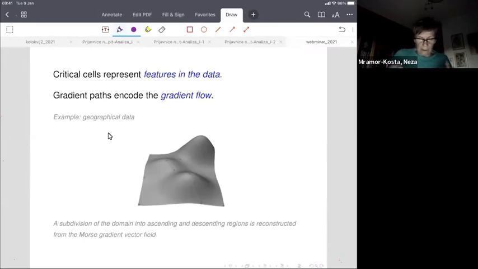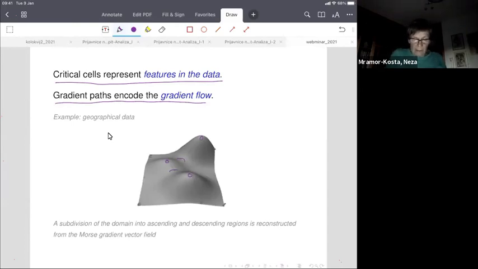So we can think of things in this way. The critical cells represent features in the data, and the gradient paths encode the gradient flow. For example, if you look at this example of geographical data, this is really an artificial example, but you can see that we can also find natural data similar to this one. So the features would be like the local maxima, the saddles, which are described by the critical cells, and the local minima down here.